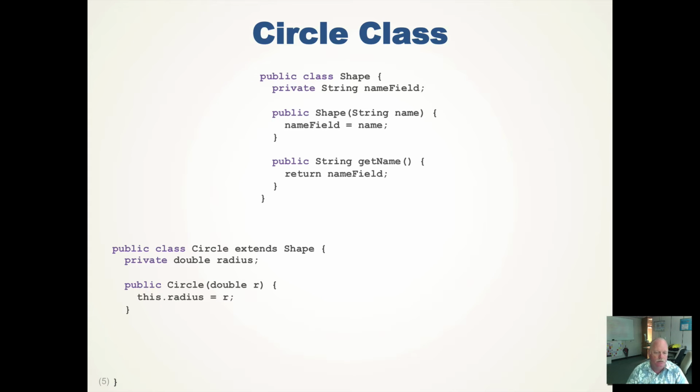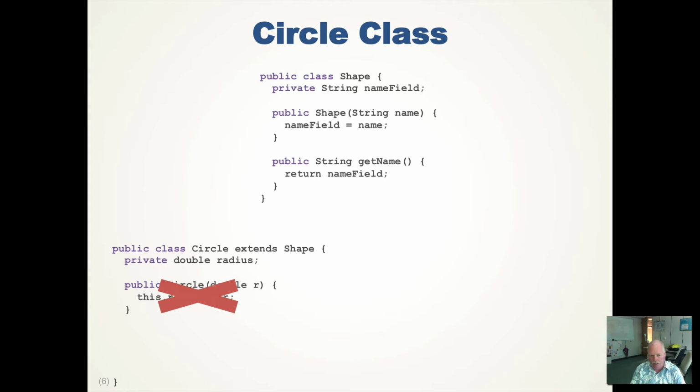Well, actually no, because I didn't set the name of the shape. And I can't do it directly because there's no set method on Shape, so I didn't inherit a set method for the name, and the name is private, so I can't access it. So this is illegal, and oh, by the way, there's not a default constructor in Shape because we supplied one that takes a name. So this is just not right.